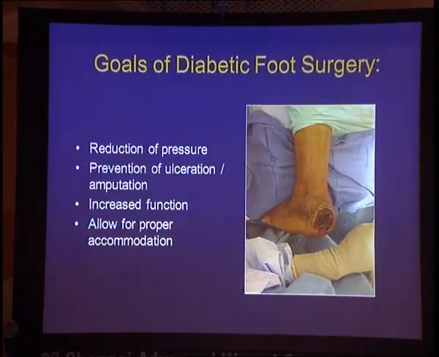We could stop there, that's probably enough. But number two, we want to prevent ulceration and amputation through reducing that pressure and balancing out the mechanics. We want to improve their function, ultimately returning patients to work or to home activity. And then finally, because these patients were failing appropriate offloading or shoes or inserts, the ultimate goal of surgery should be to return them to proper accommodation or be able to wear shoes again.